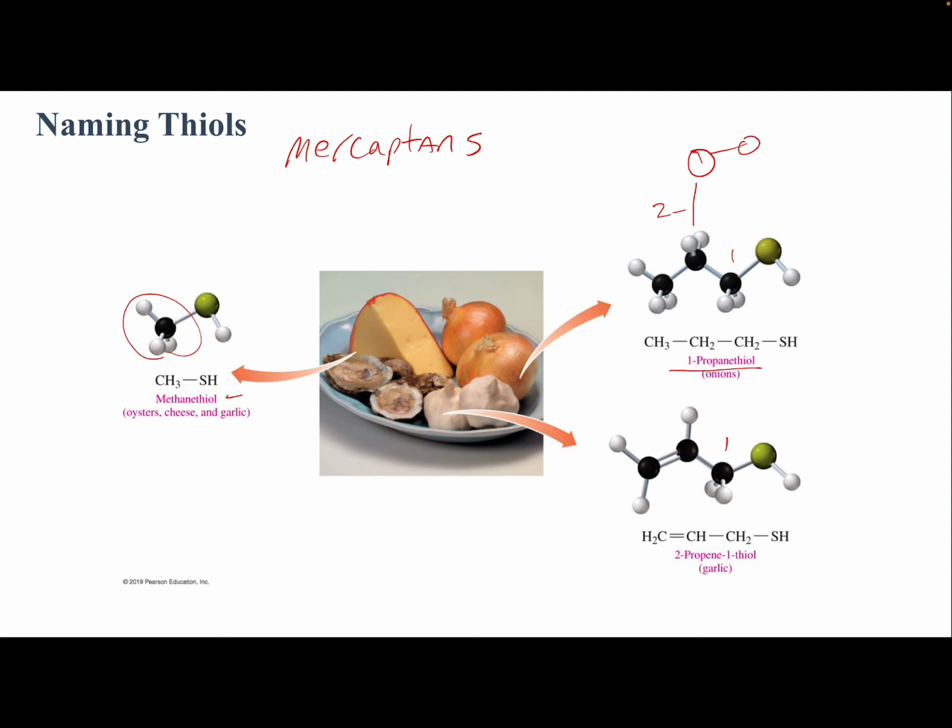Here we have 1, 2, 3. So propene, double bond, and it's 1 propene, not 2 propene, which it could be, 1 propene. So we've got to pay attention to our numbering here.